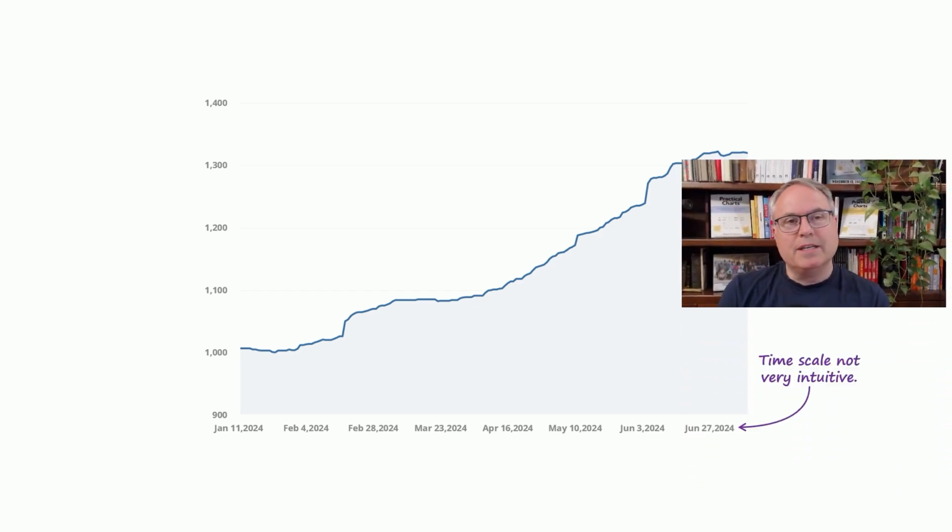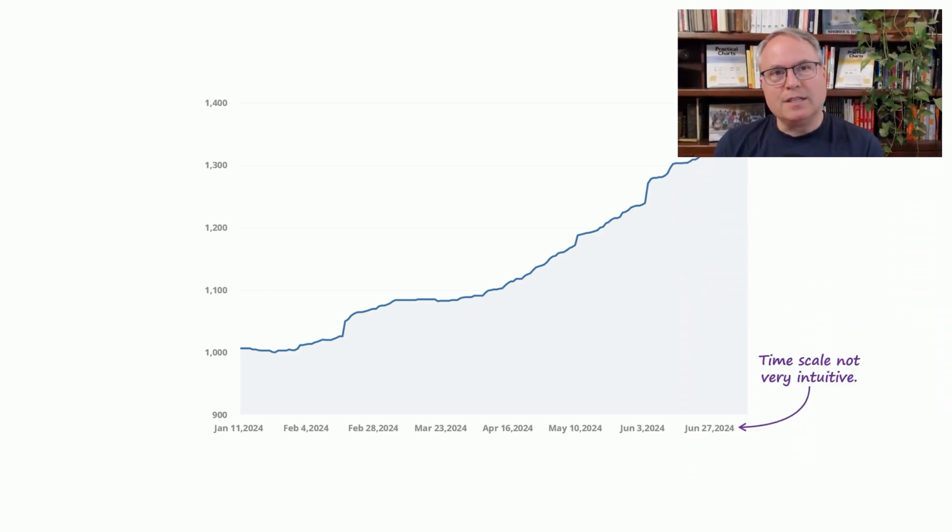Now let's look at the time scale down here. Not terribly intuitive. Even if I just want to know how much time this represents, is this like 4 weeks, 4 months, 4 years? Well, I got to look at the beginning date and then compare that to the end date, figure out how much time has elapsed. If I want to find out when any of these points actually occurred, well, this one occurred about here, then I have to compare this date to this date, basically doing a lot of mental calculations.